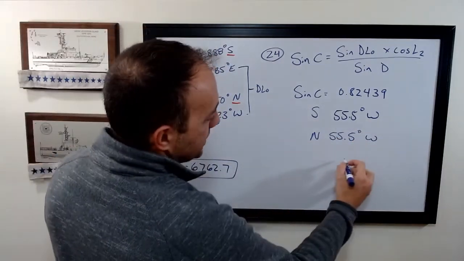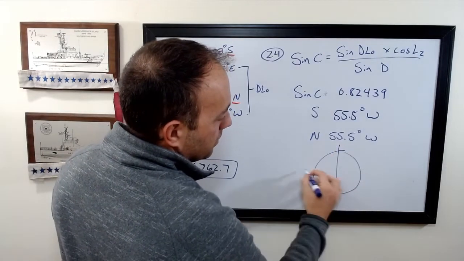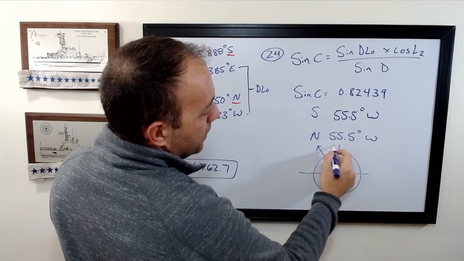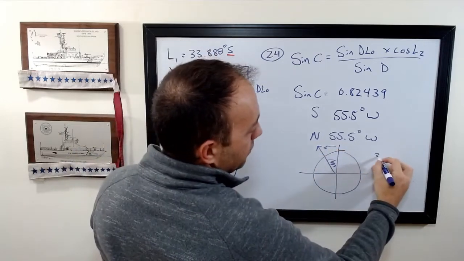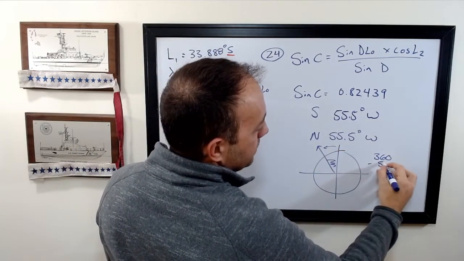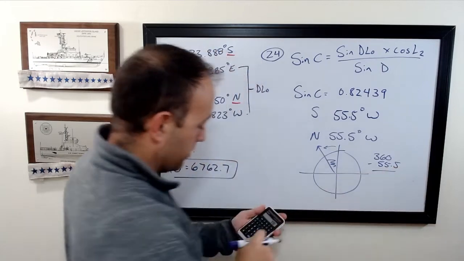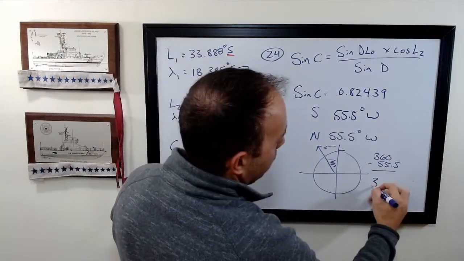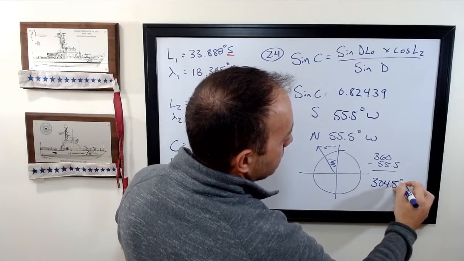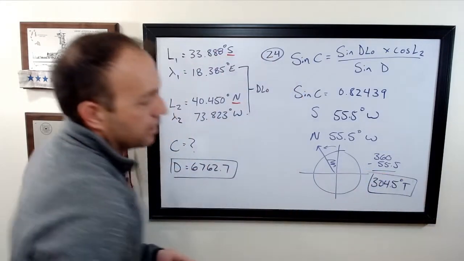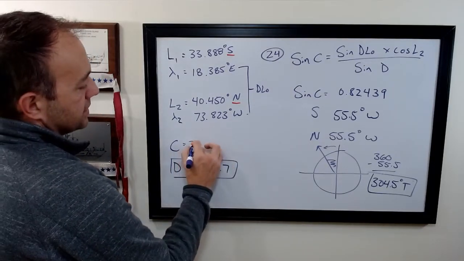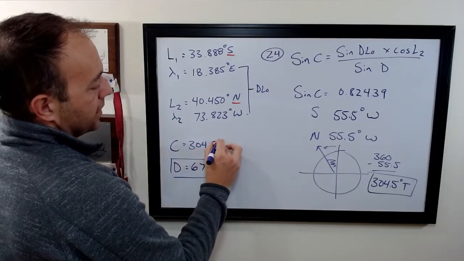So in that case, what we're saying is it's this angle right here, 55.5 degrees. So 360 minus 55.5 gets you 304.5 degrees true. All right, pretty sweet. So we were able to calculate the course and the distance. 304.5 degrees true.